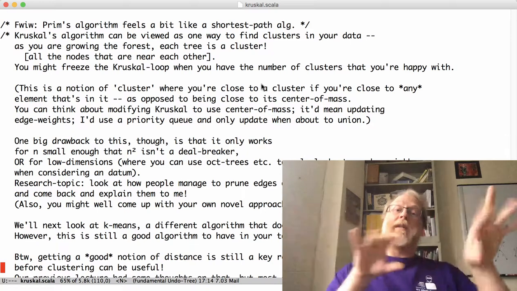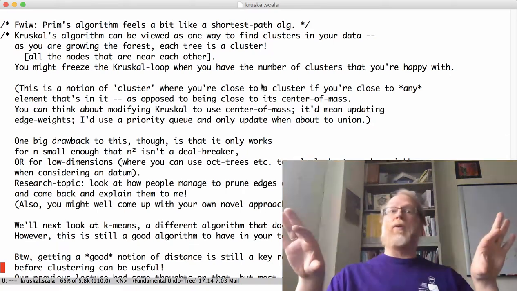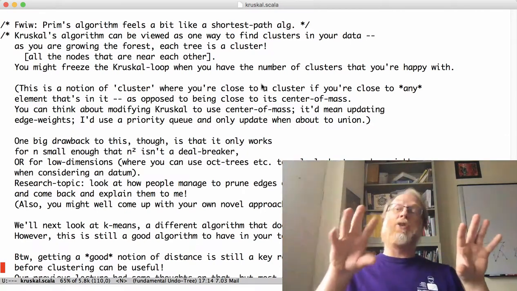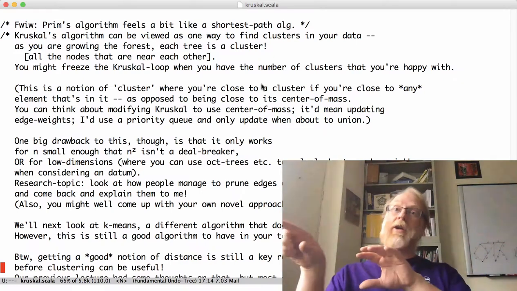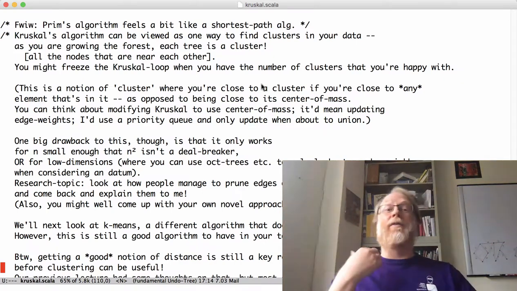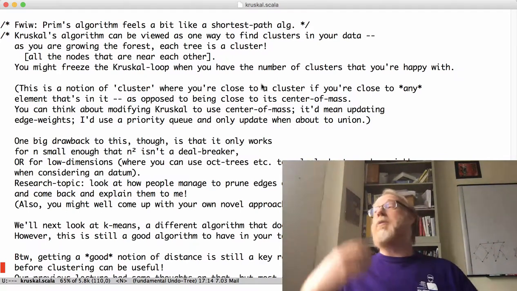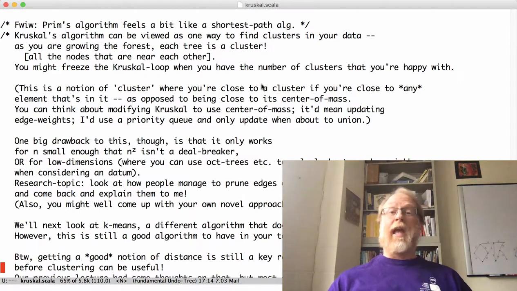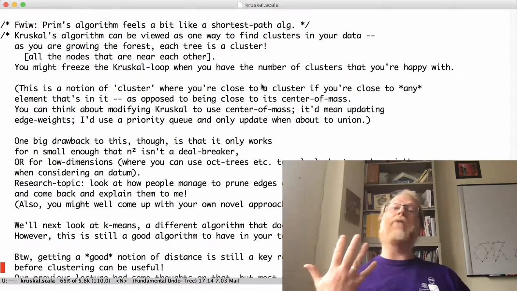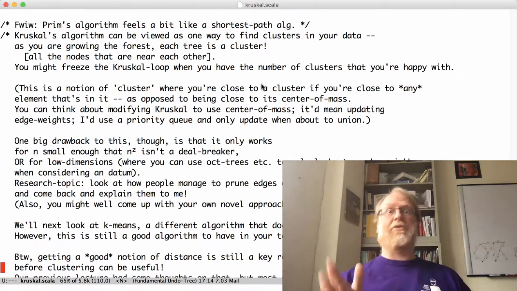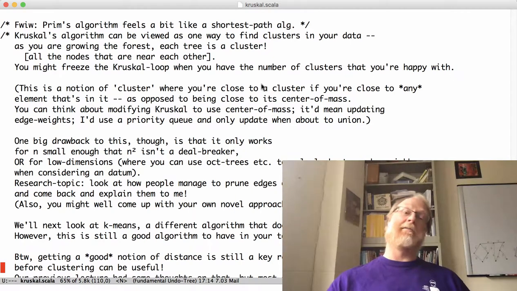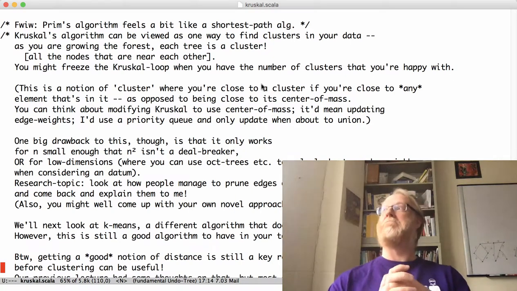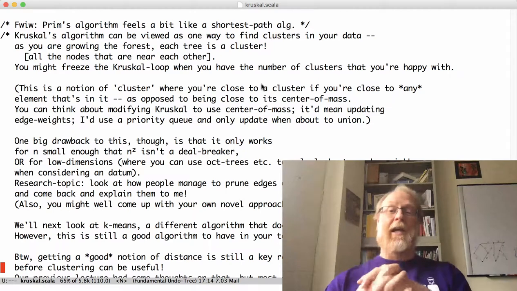As you're growing these different trees of the forest, you have a whole forest of trees. Each tree is made up of nodes that are all close to each other. They're all a cluster, okay? So if you want a clustering algorithm, here's one for you. Decide how many clusters you want, and when you're down to that many trees, freeze Kruskal's algorithm and say, here are my clusters. So yeah, that's kind of cool. We get that for free.